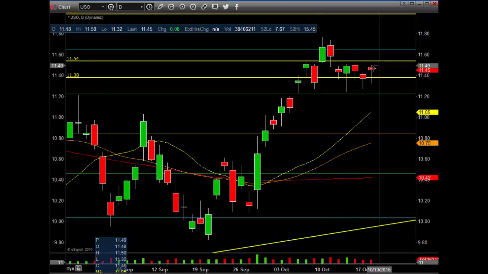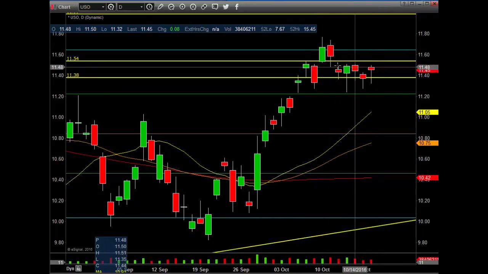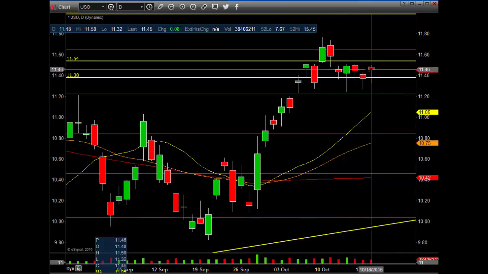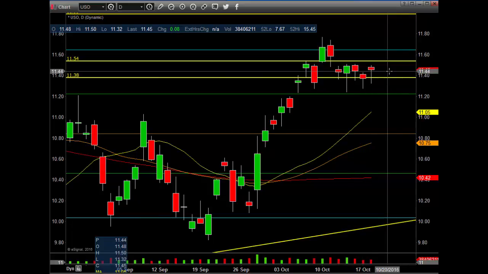So USO chopping around again, inside bar, micro bear pattern. You got a macro bull, but the bear pattern's playing out. 1, 2, 3, 4, 5. You got 5 days sideways. I'm looking for, you know, maybe another week of sideways, and then I'm expecting lower prices.